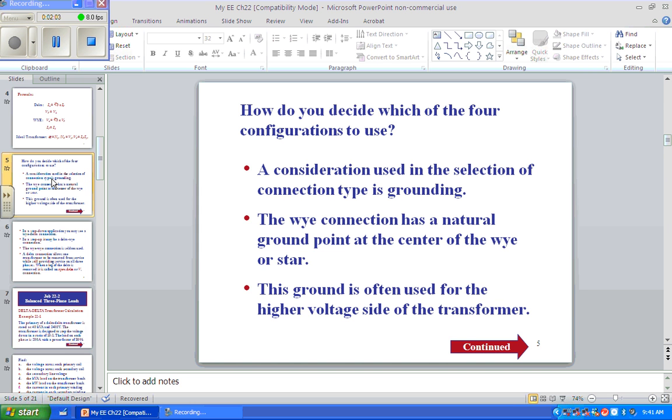The considerations used in the selection of the connection type is grounding. Generally speaking, when you have a delta system, unless you have grounded it some way, it's an ungrounded system. Y is almost always a grounded system. The center point will always be a grounded point.